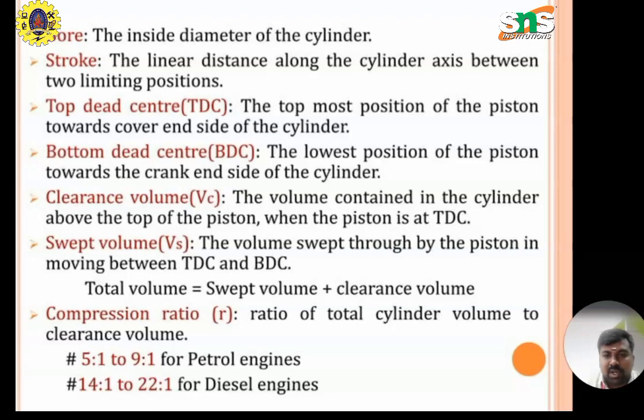Then clearance volume, the volume contained in the cylinder above the top of the piston when the piston is at TDC. Then swept volume, the volume swept through by a piston in moving from TDC to BDC. So the total volume is the swept volume plus clearance volume. Then compression ratio, denoted by R, the ratio of total cylinder volume to the clearance volume. For the petrol engine, the compression ratio ranges from 5:1 to 9:1. For a diesel engine, the compression ratio ranges from 14:1 to 22:1.